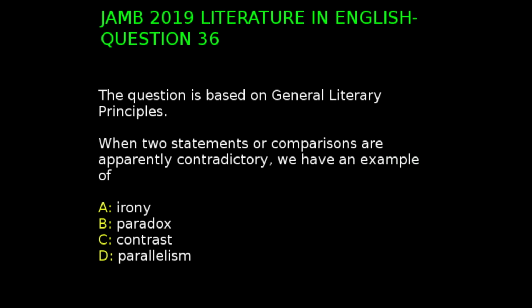This question is based on general literary principles. When two statements or comparisons are apparently contradictory, we have an example of. The options given are A. Irony, B. Paradox, C. Contrast, and D. Parallelism. To better understand and select the correct answer, let us reread the question.